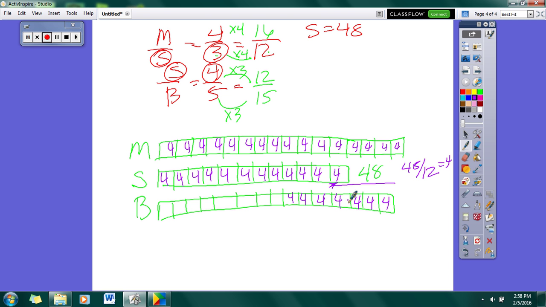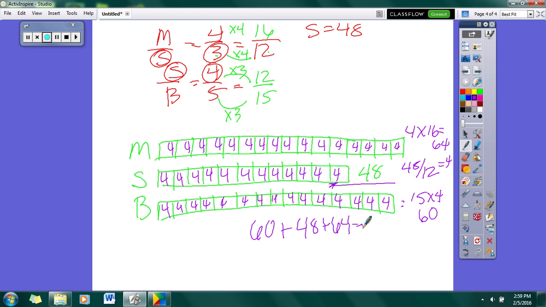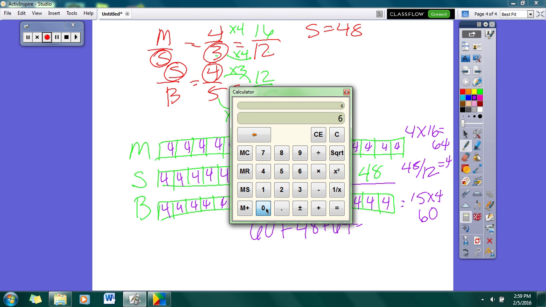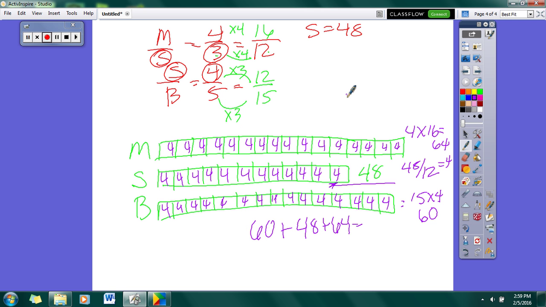So we're looking for total books. If I look at mystery, I have 4 times 16 boxes, which is going to give me 64. I already know this is 48. And then I'm going to take 15 and multiply that by 4, and that's going to give me 60. So I'm going to do 60 plus 64 plus 48, and that's going to give me 172 books.